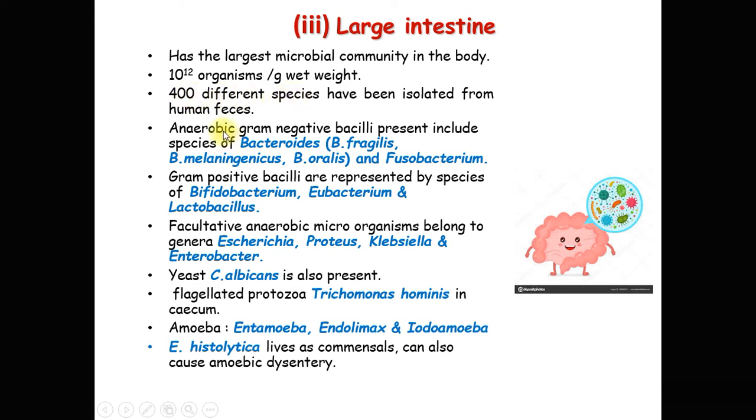They can be anaerobic gram-negative bacilli belonging to the genus Bacteroides. The species are fragilis, melaninogenicus, oralis, and Fusobacterium. Gram-positive bacilli, Bifidobacterium, Eubacterium and Lactobacillus can also be present. Facultative anaerobes belonging to the family Enterobacteriaceae, Escherichia, Proteus, Klebsiella and Enterobacter are in the large intestine. The yeast Candida albicans is also there.